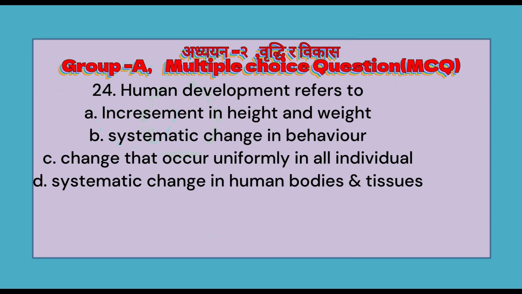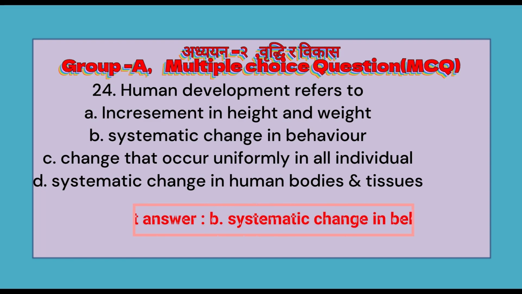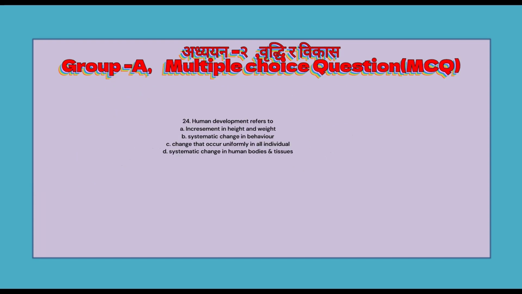24. Human development refers to A. Increase in height and weight. B. Systematic change in behavior. C. Change that occurs uniformly in all individuals. D. Systematic change in human bodies and tissues. Correct answer: B. Systematic change in behavior.